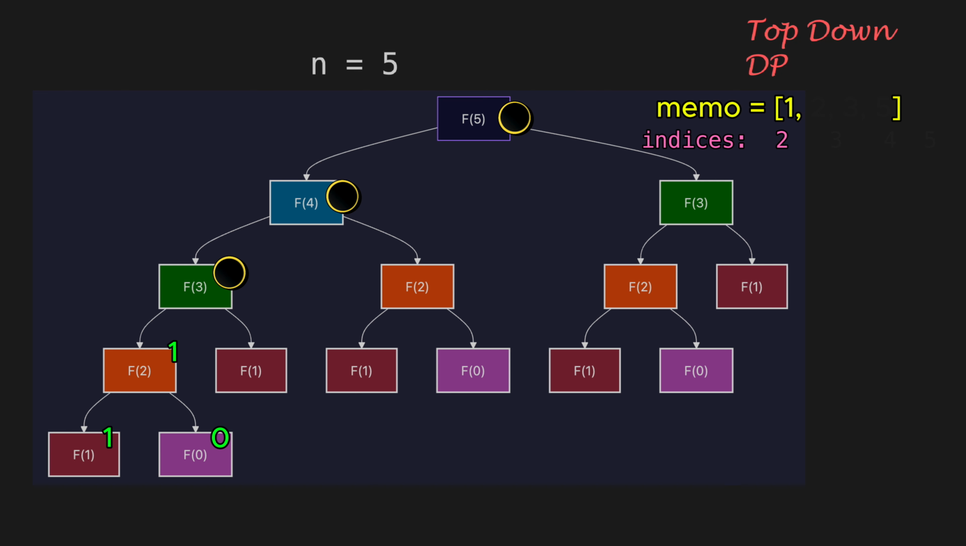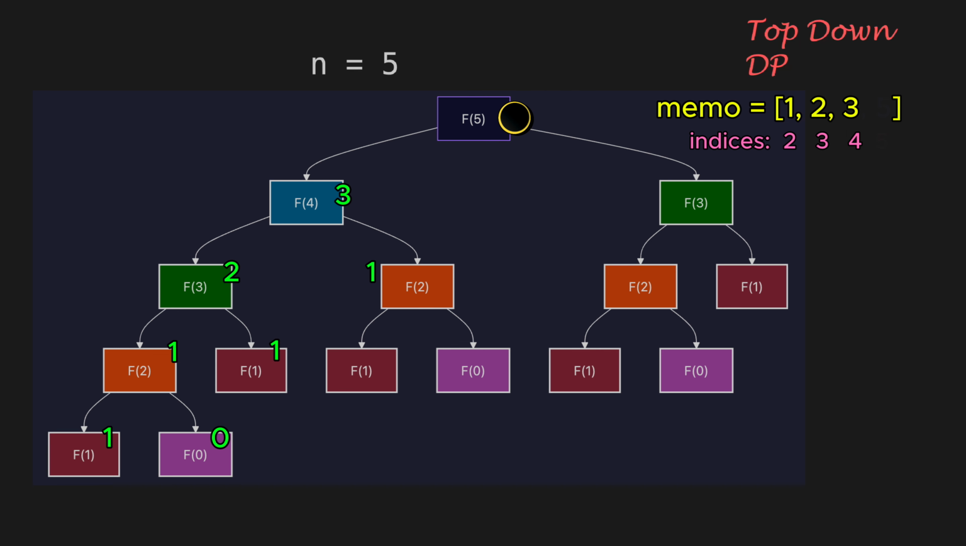Now we can compute f of 3, which is the sum of f of 2 plus f of 1, which we compute as 2 and store in the memo. Now we have to solve for f of 4, but before that we need f of 2, which is already calculated as it is present in the memo table with value equal to 1. So we calculate f of 4 as 2 plus 1 equal to 3.